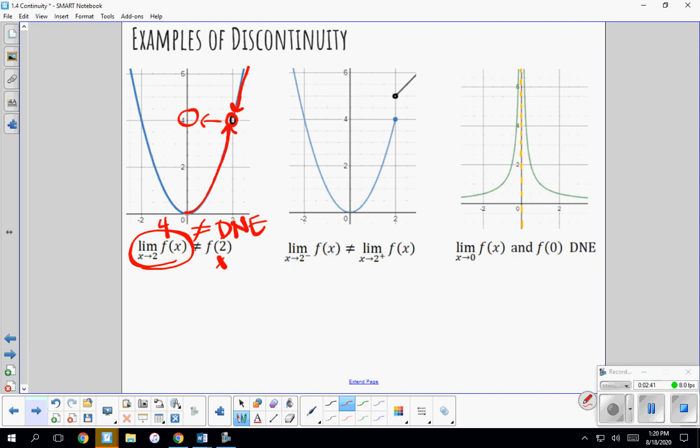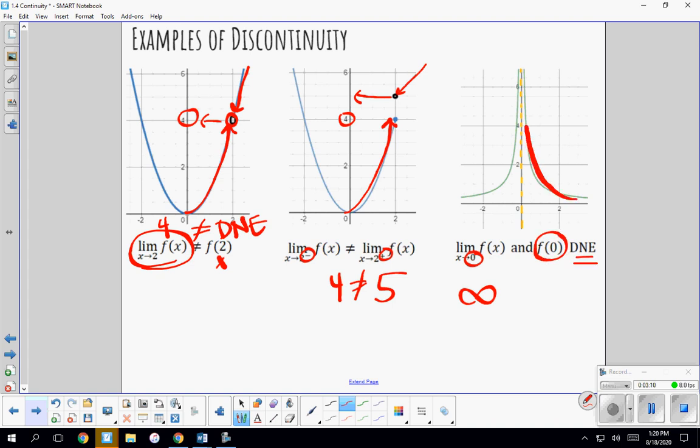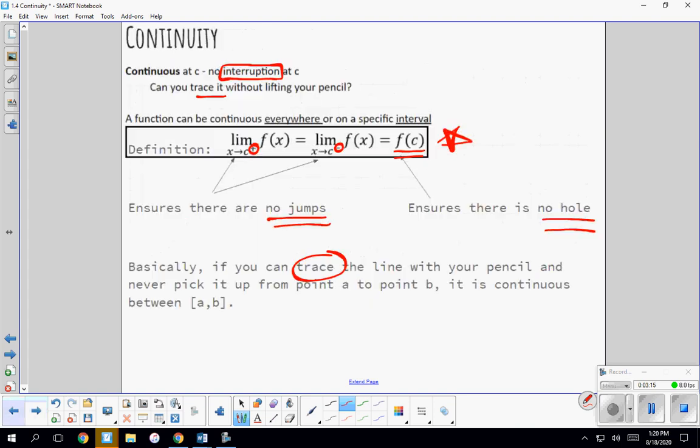There's a hole there. If we look at the middle example, here the limit from the left does not equal the limit from the right. As I come in on the left, I have a limit of 4. And as I come in from the right, I have a limit here of 5. And 4 does not equal 5. So it is discontinuous. And then the last one here, we have a vertical asymptote. The limit as x approaches 0 is infinity, and we'll talk about that in the next video. And it does not exist at 0. This never actually hits x equals 0. So because that does not exist, it does not satisfy all 3 of these conditions in this definition.